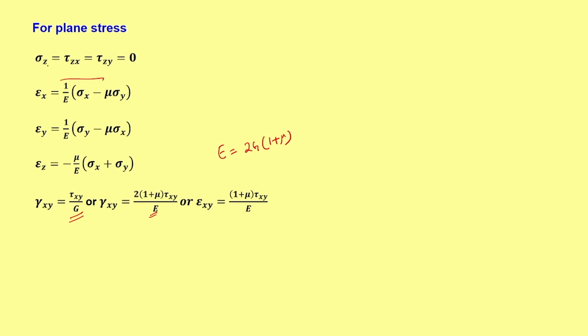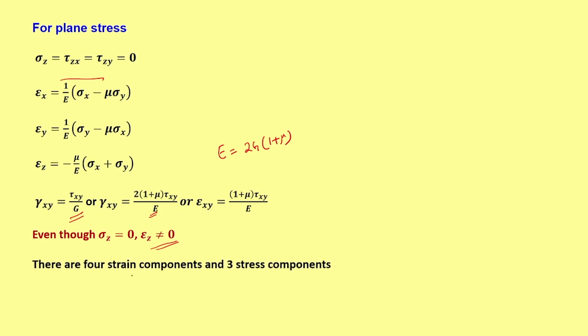By substituting that, you have obtained it in terms of E. Here it is a mere substitution of sigma z, tau zx, tau zy equal to 0, so we are left with these equations. Here we also have to note that even though sigma z is equal to 0, epsilon z is not equal to 0, because of the contribution of sigma x and sigma y in the lateral direction. So, hence epsilon z is not equal to 0. There are 4 strain components and 3 stress components altogether.